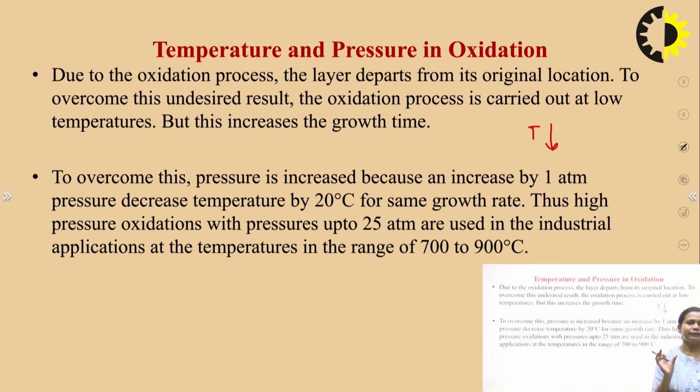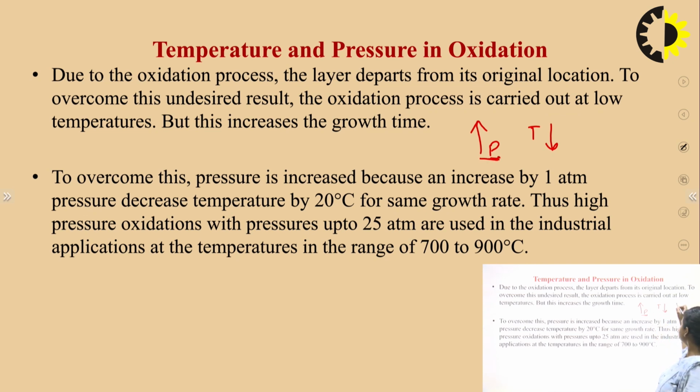So we need the temperature to be low to develop our thin oxide, but this temperature should be low only up to a particular limit. It should not drop so much that we get good growth but the growth time increases, right? We do not want such a thing. So that is why we are using pressure, and pressure is increased, right? When we increase the pressure, the temperature will go down.